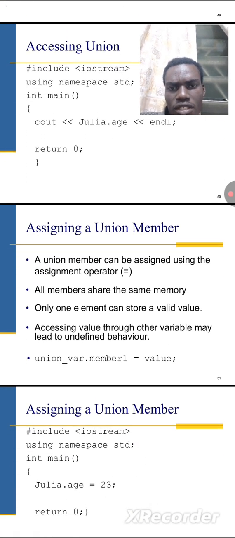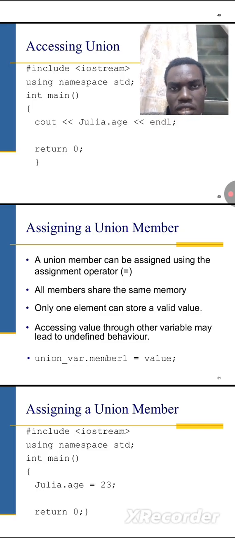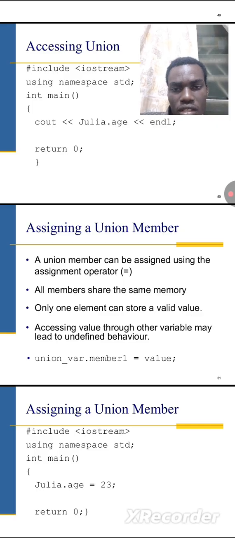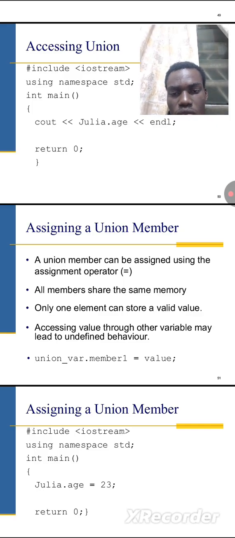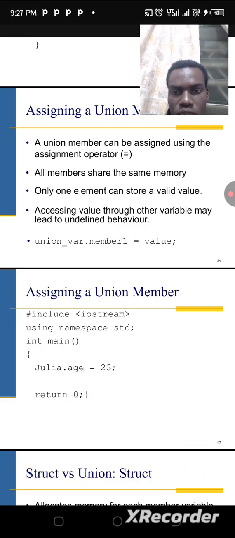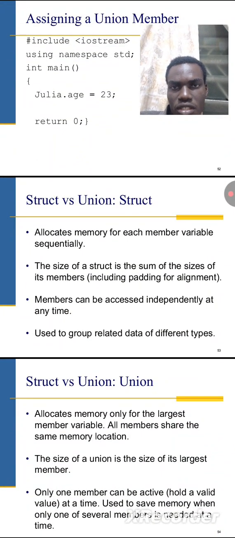So if you want to assign a value in a union, you use the equal sign operator to assign a value into it. So here's an example, and then you have Julian.age, and then it's assigning 23 into the union in age, so the member which is in age.